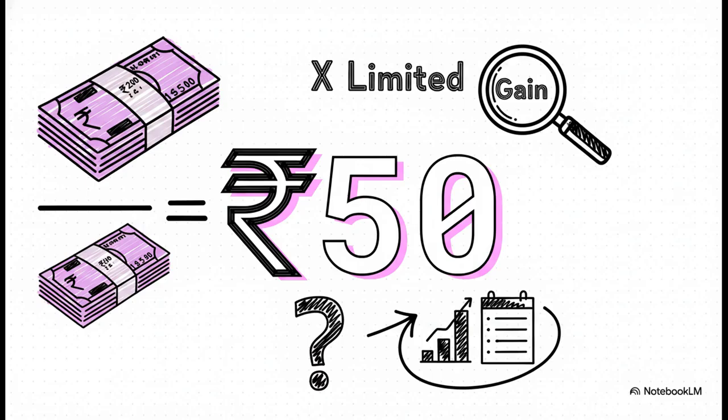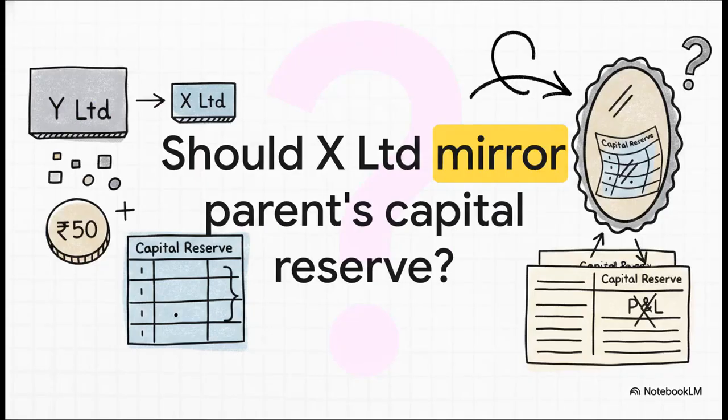The real suspense here is entirely about where this 50 rupees actually belongs on the financial statements. When the parent company, Y Limited, acquired these assets, they recognized them at cost, and they parked the difference as a negative capital reserve. So the central question for the subsidiary, X Limited, is this. In their standalone financial statements, how should they recognize that 50 rupee gain? Since Y Limited recorded it in a capital reserve, should X Limited just mirror that parent accounting and throw the 50 rupees directly into a capital reserve too, completely bypassing the profit or loss statement? I mean, it kind of sounds logical, right? Just do what the parent does.